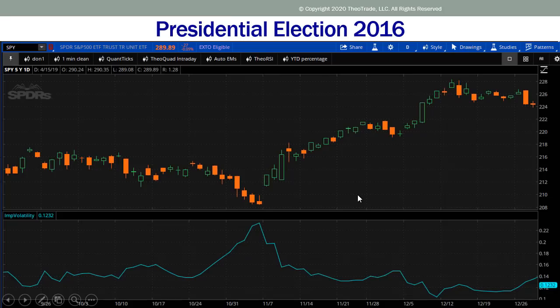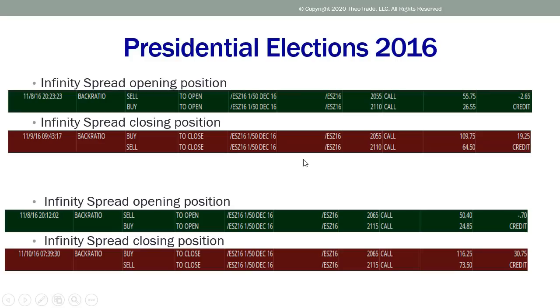All right, next, presidential election. Presidential election in 2016. I'll get even more specific with you. This is when I'm actually going to show you an individual trade. Again, this is an individual trade, from the presidential election of 2016. 2016 was a good year. For volatility, it was a really good year.